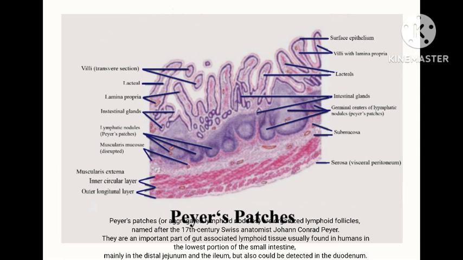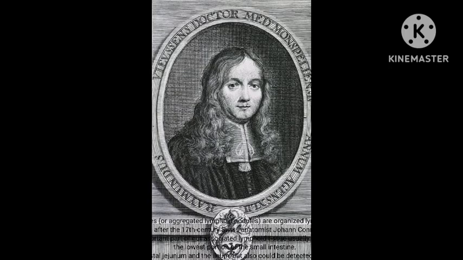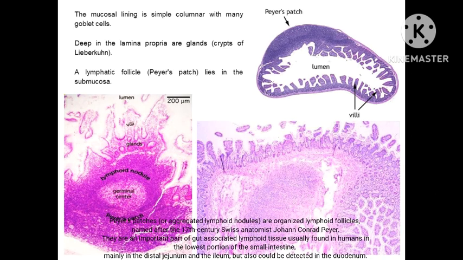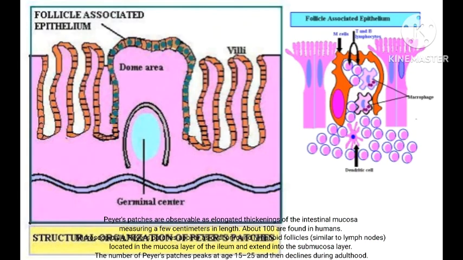Peyer's patches, or aggregated lymphoid nodules, are organized lymphoid follicles, named after the 17th-century Swiss anatomist Johann Conrad Peyer. They are an important part of gut-associated lymphoid tissue usually found in humans in the lowest portion of the small intestine, mainly in the distal jejunum and the ileum, but also could be detected in the duodenum. Peyer's patches are observable as elongated thickenings of the intestinal mucosa measuring a few centimeters in length. About 100 are found in humans.